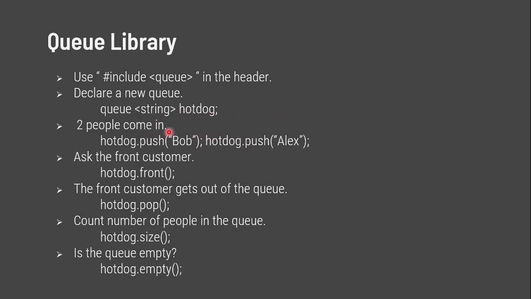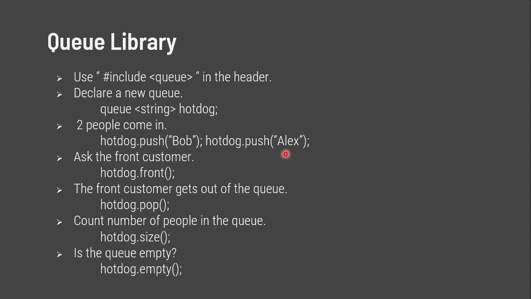Next, if you want to insert an element, we can do hotdog.push and the element that you want to insert. In this case, we want to insert two people in the queue, which is Bob and Alex. That's why we push Bob and we push Alex. Next, we want to ask the front customer. We can do this by writing hotdog.front. Then, if the front customer gets out of the queue, we can put hotdog.pop. If you want to count the number of people in the queue, we can use hotdog.size. And if you want to check if the queue is empty, we can use hotdog.empty.